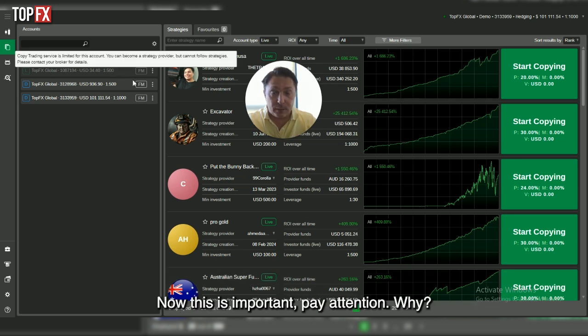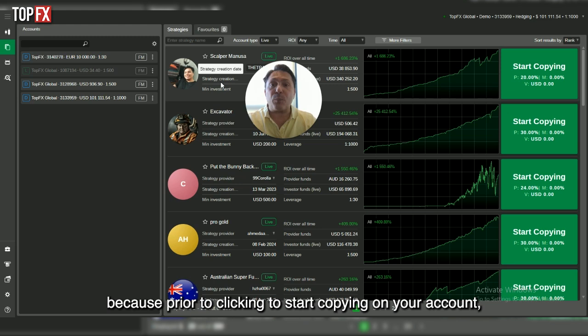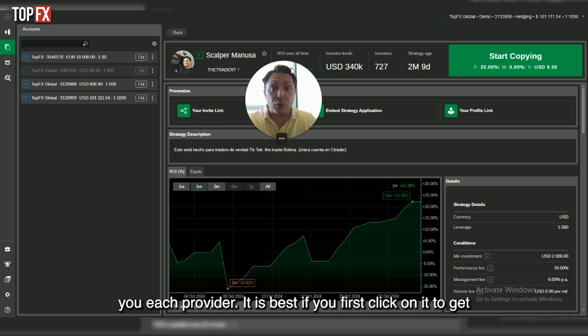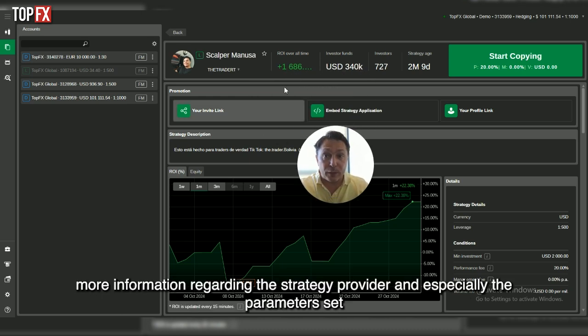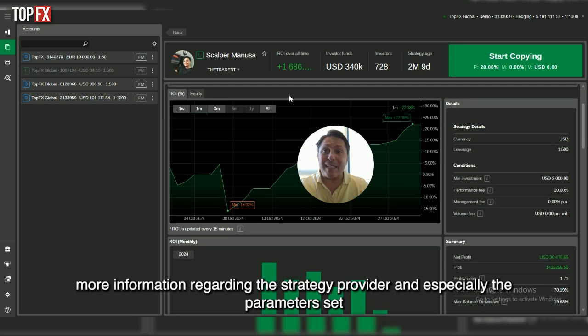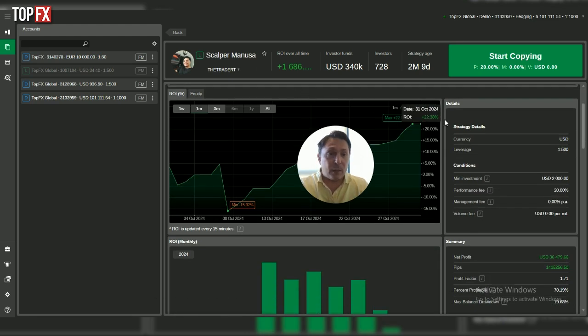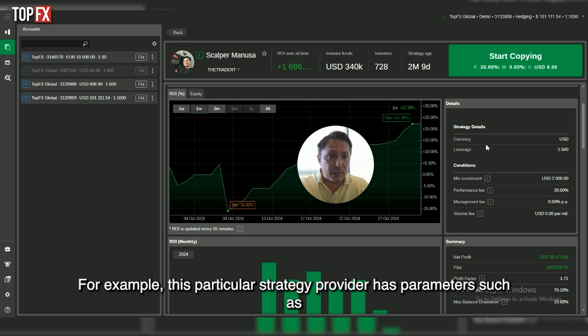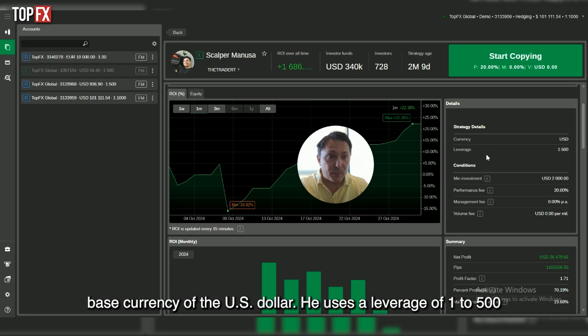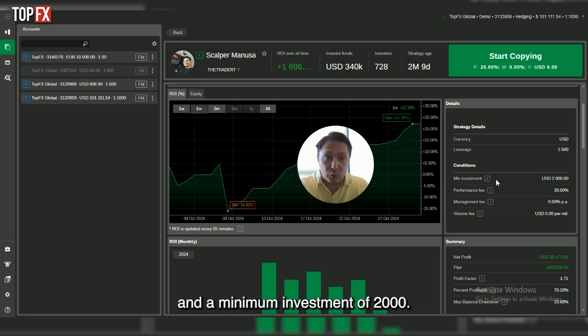Now, this is important, pay attention. Prior to clicking to start copying on each provider, it is best if you first click on it to get more information regarding the strategy provider and especially the parameters set by the strategy provider in order to follow his trades. For example, this particular strategy provider has parameters such as base currency of the US dollar, a leverage of 1 to 500 and a minimum investment of 2,000.